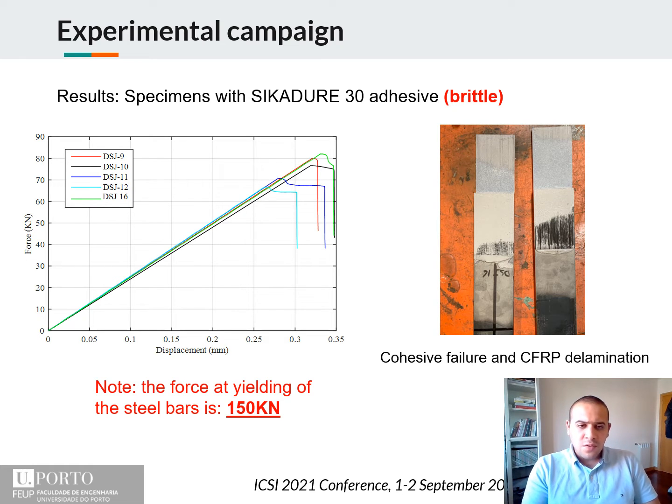Here I'm showing the results of the specimens made with the brittle adhesive Cicadur 30. As you can see here, the joints achieved a strength between 65 and 85 kilonewton, which is around 50% of the yielding of the bar. And you can see here the failure mode, which is mainly cohesive failure with the CFRP delamination at the ends where there is large peeling stress.